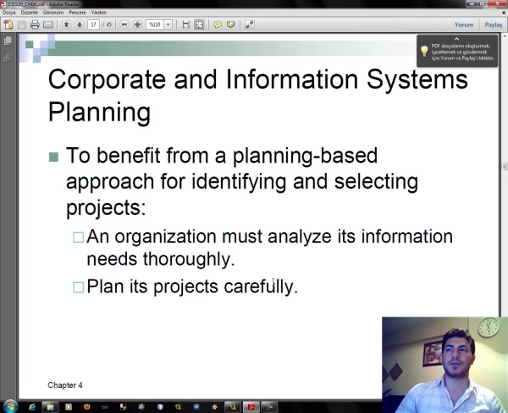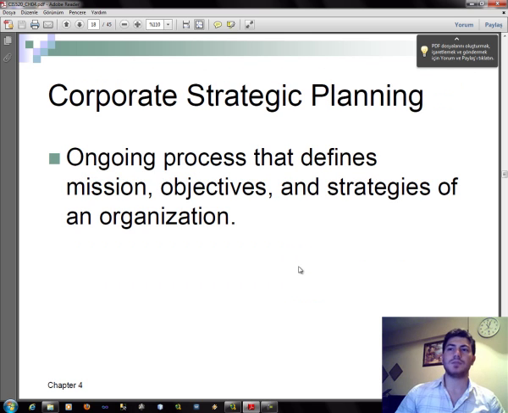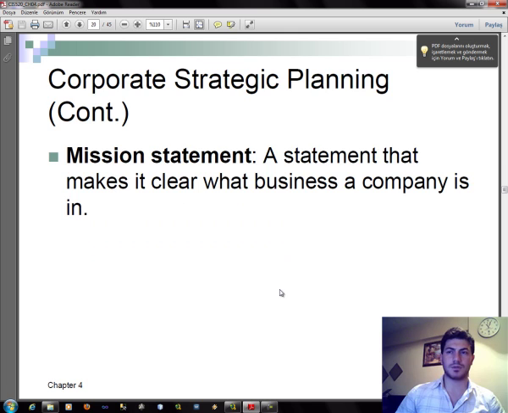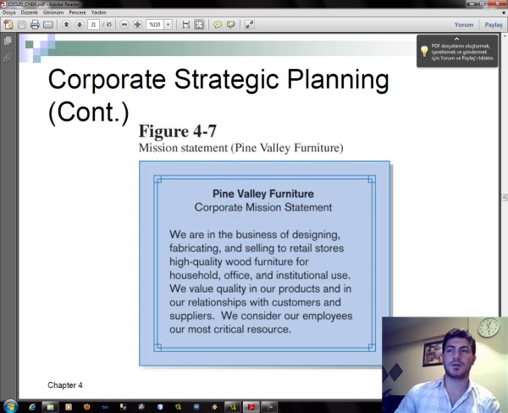Now, corporate and information systems planning. To benefit from a planning-based approach for identifying and selecting projects, an organization must analyze its information needs thoroughly and plan its projects carefully. Corporate strategic planning is an ongoing process that defines the mission, objectives, and strategies of an organization. Corporate strategy involves a mission statement, objective statements, and a description of competitive strategy. Mission statement: a statement that makes it clear what business a company is in. Now you can see a mission statement figure.